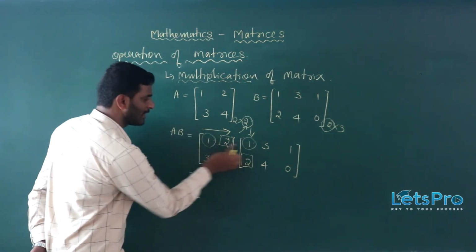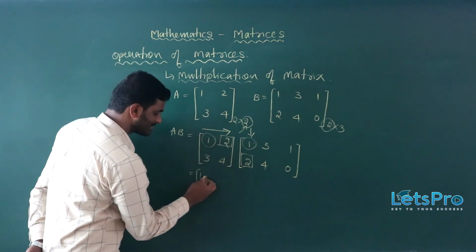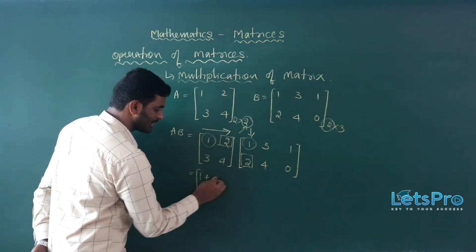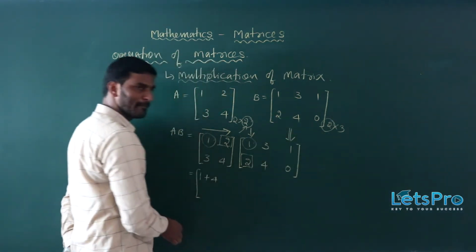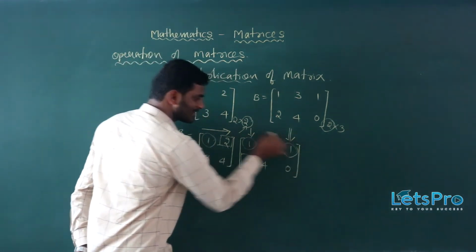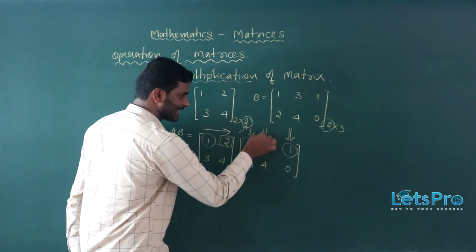Similarly, 1 into 1 is 1, plus 2 into 2 is 4. Again, first row, second column, first element to the first element.